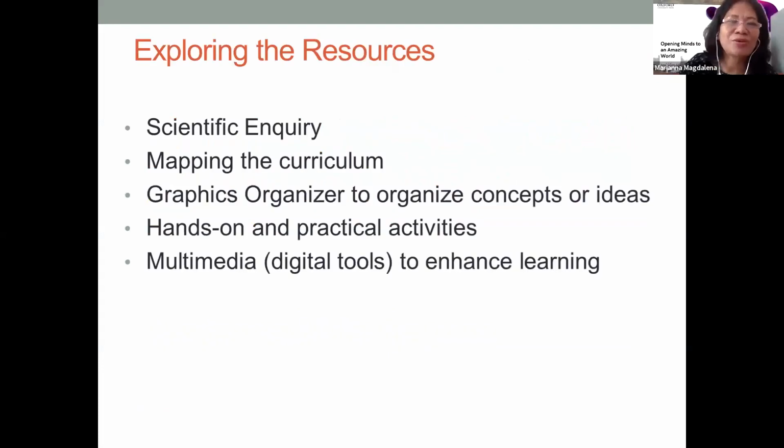So we will explore the resources, scientific inquiry. We map the curriculum because, as we know, the resources mix two curricula, the Indonesian curriculum and the other curriculum. And then also about using graphic organizers to organize concepts or ideas. And then some examples of hands-on practical activities, but we will not do the hands-on and practical activities in this webinar. And then the last one is how to use multimedia to enhance learning. These are the resources that we will explore.